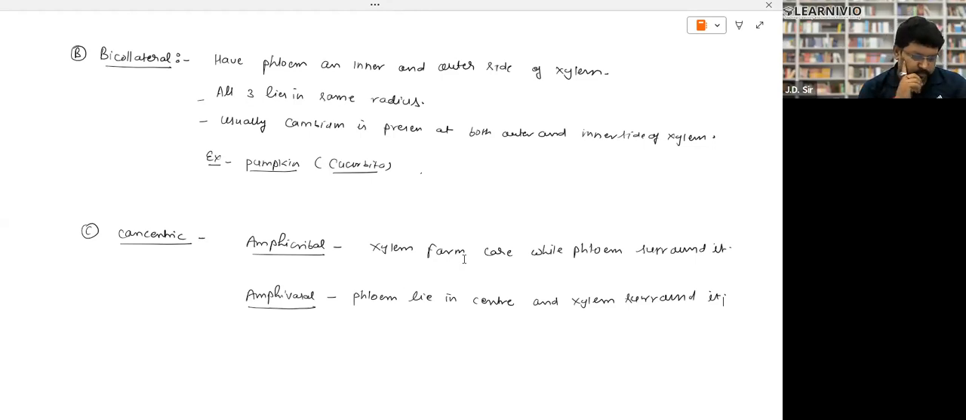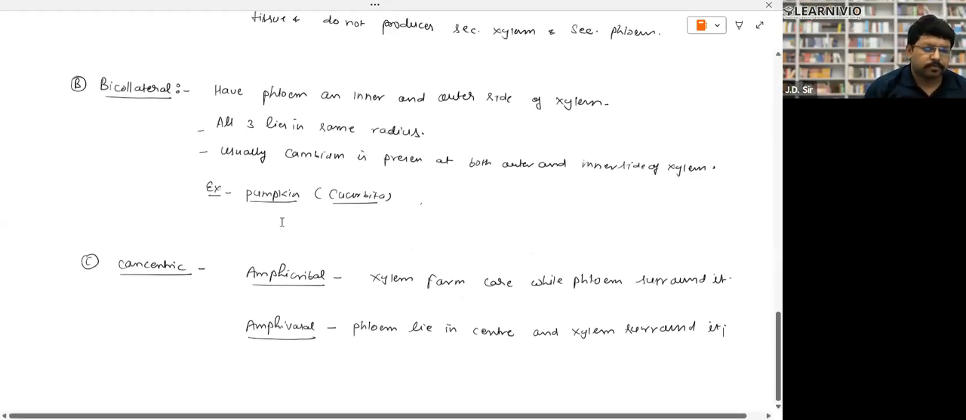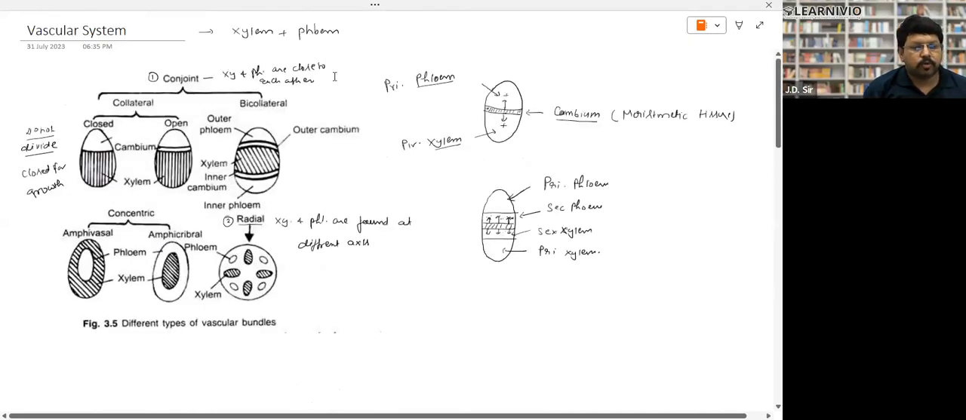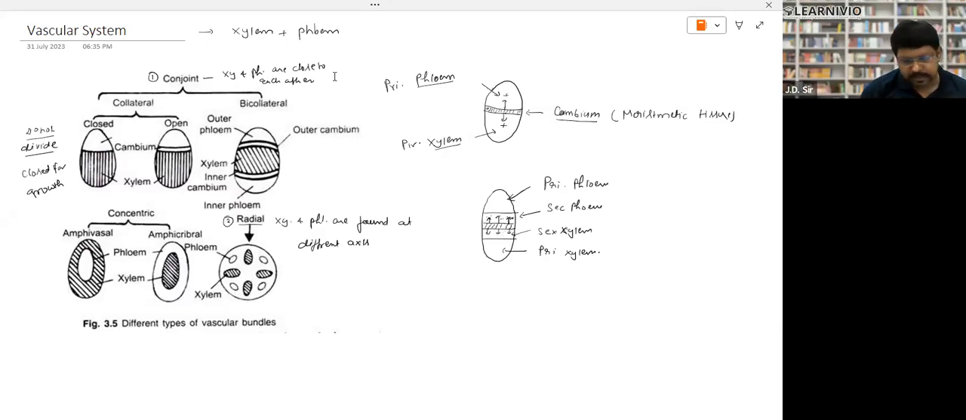Done, sir. Okay, so this was all about the vascular bundle, right? Hope it is clear to you. Still, if you have any doubt, please ask me. Then I'll go ahead. The rest of the things are very easy, they are diagram based questions. The only thing we need to understand is secondary growth. That's it. Go through it and tell me if you have any doubt.